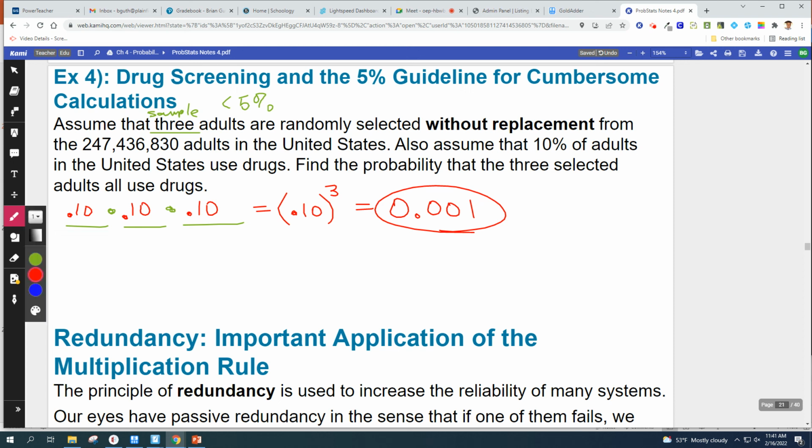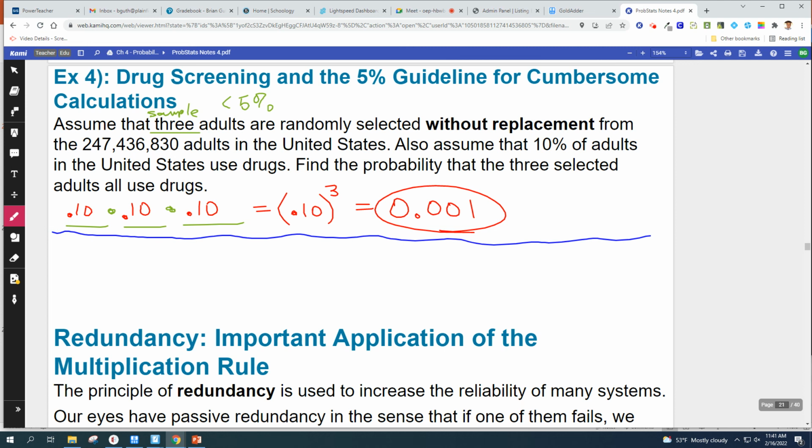Now, I'm going to show you why this cumbersome guideline is kind of nice, or rather super nice. Technically, we treated these events as being independent when technically they're not. If you think about these three things multiplied together, 10% of 247 million is, just knock off that zero, going to be 24,743,683. That's 10% of 247,436,830.